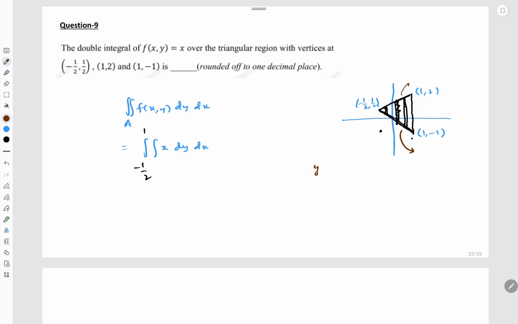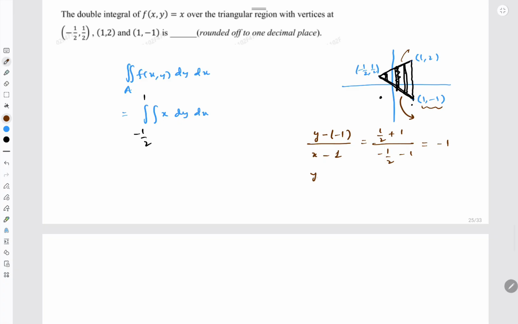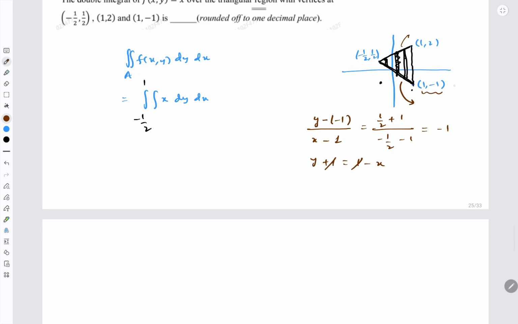So the bottom line's equation is standard. We can see that (y minus y1) by (x minus x1) is equal to slope, taking this as a point. Slope of this line is what? We can calculate the slope. Slope is half plus 1 by minus half minus 1. This is nothing but minus 1. So y plus 1 is equal to 1 minus x. So this line is nothing but y equal to minus x. As you can see, the slope is negative 1 and it is passing through the origin.